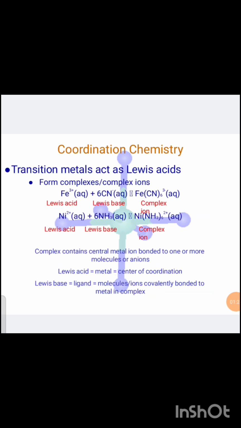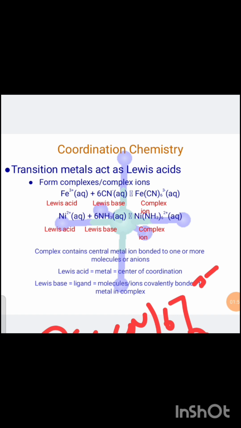The next one is a very important slide. In this slide, the transition metal acts as a Lewis acid, because if you see the coordination compound, like [Fe(CN)6]3-, the transition metal here is iron. Iron, nickel, cobalt, these are all transition metals because they belong to the d-block elements.